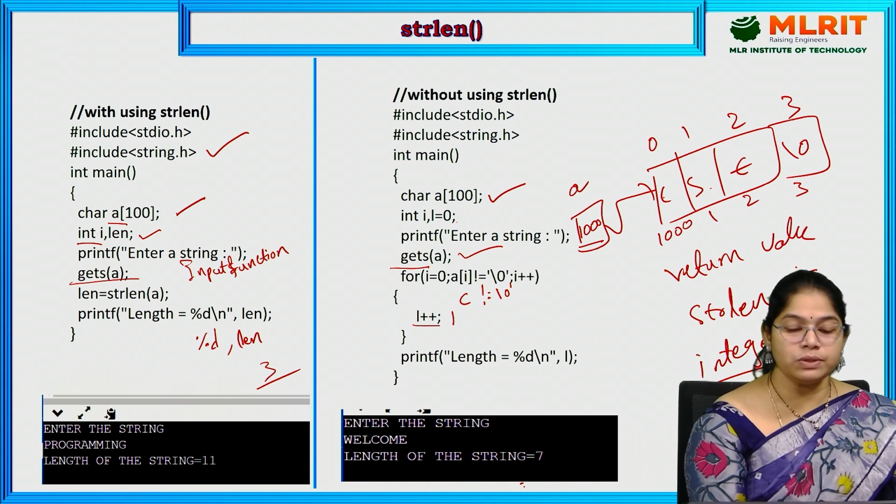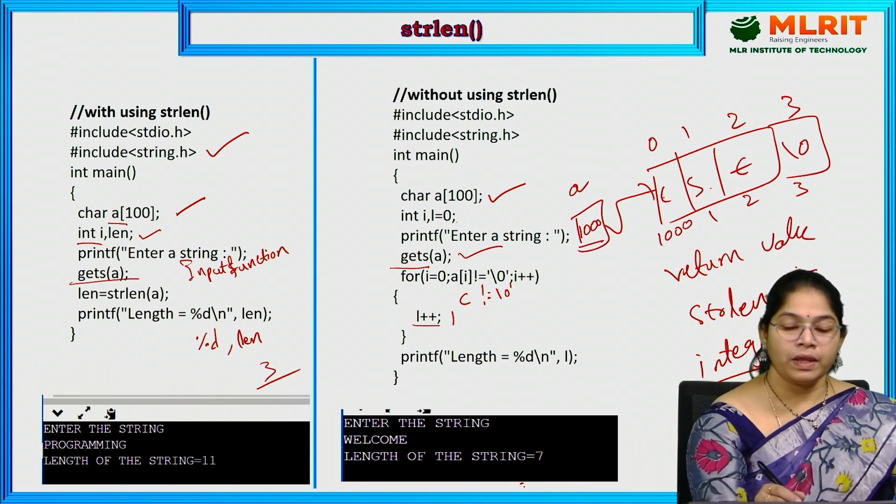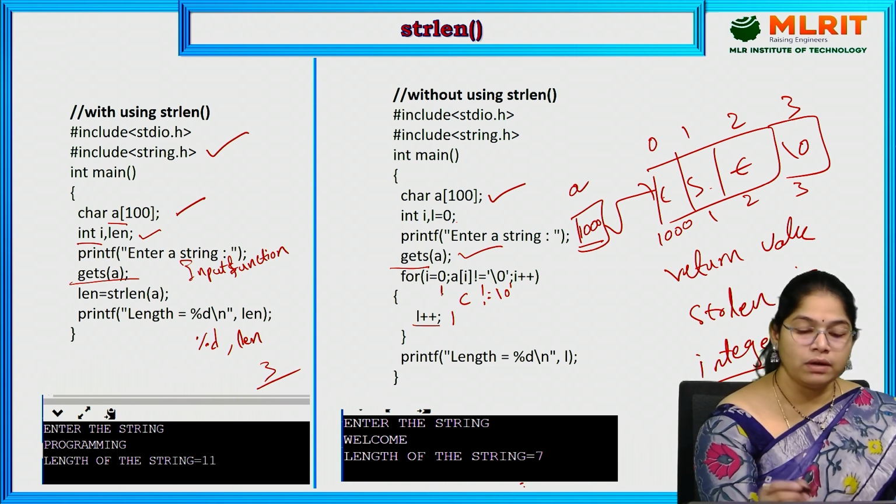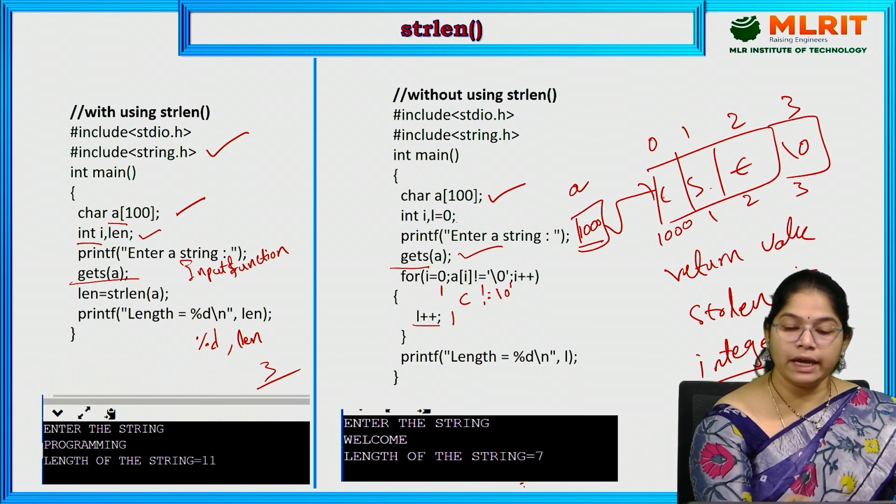Still the condition is true in the for loop. The control comes out of the loop only when the condition is false. Again i plus plus, now i becomes 1. So in a[i], that means in a[1], we have S.